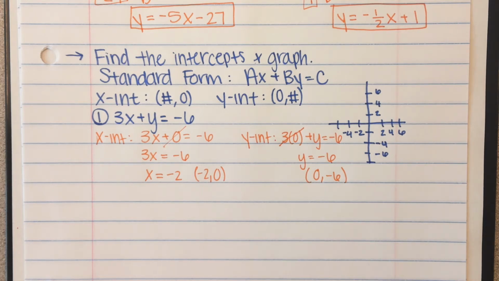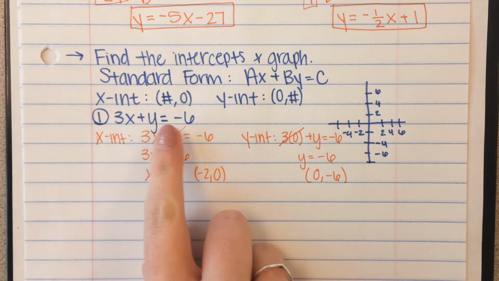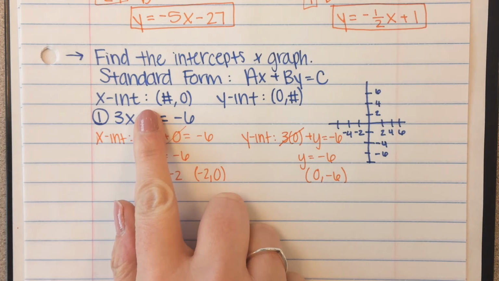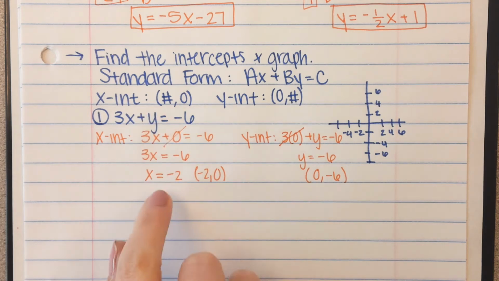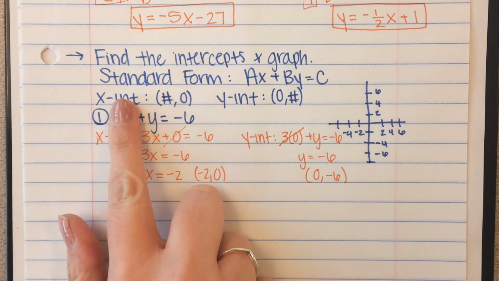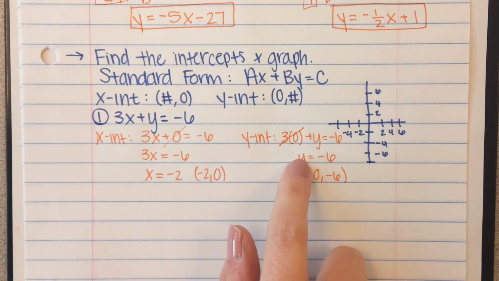Or a shortcut is just covering up the opposite variable, or the variable that's going to cancel out. So if we're solving for x, we know that y is going to disappear, so you could cover up that y term, and you're just left with 3x equals negative 6. Many of you can do that math in your head and go straight to negative 2. Okay, the opposite is for the y-intercept. If we want the y-intercept, I'm going to cover up the x, and I'm left with y equals negative 6. There's nothing left for me to do.